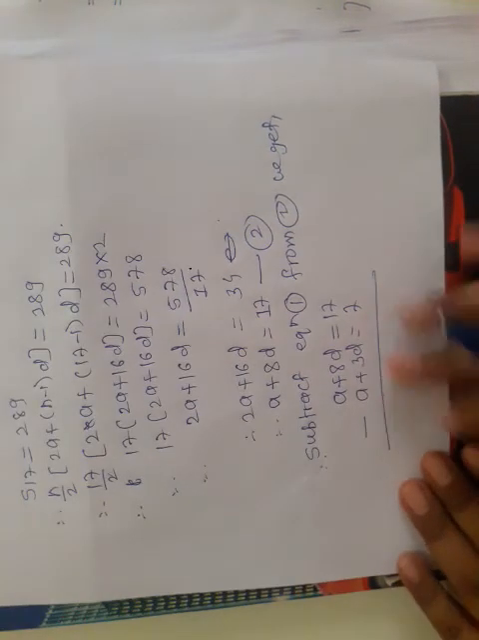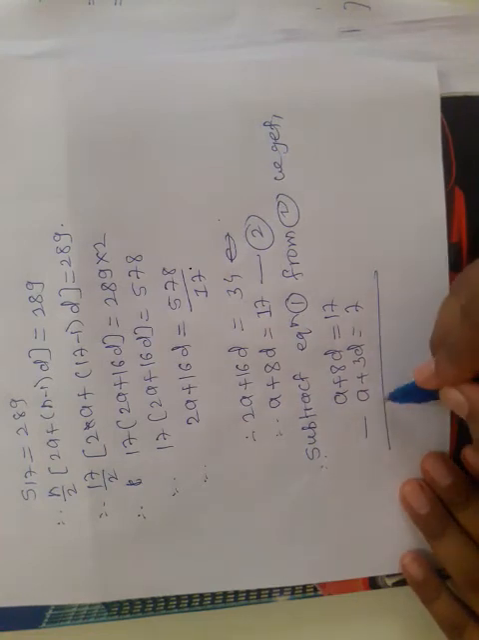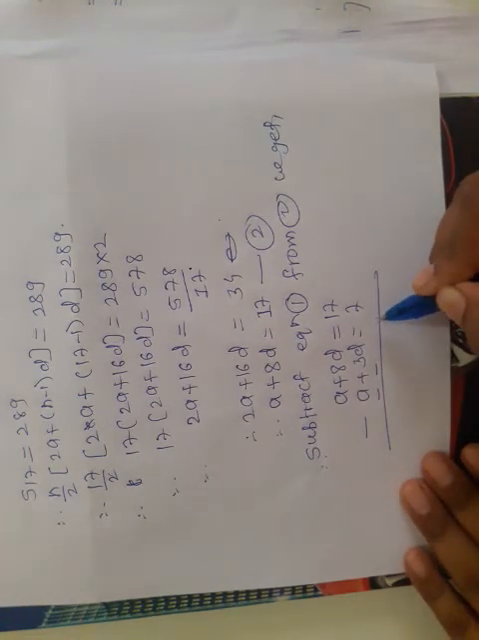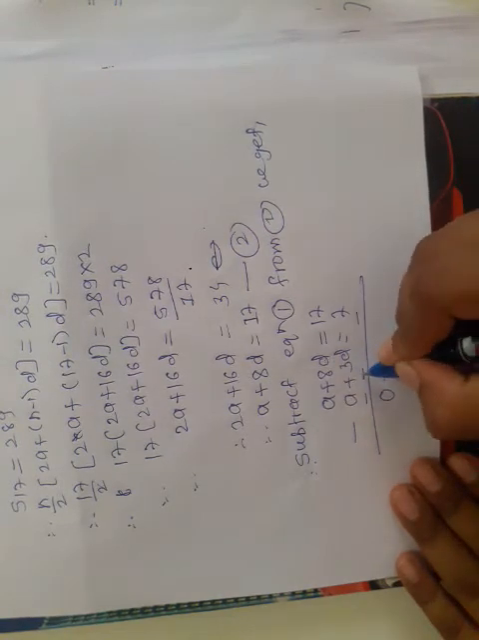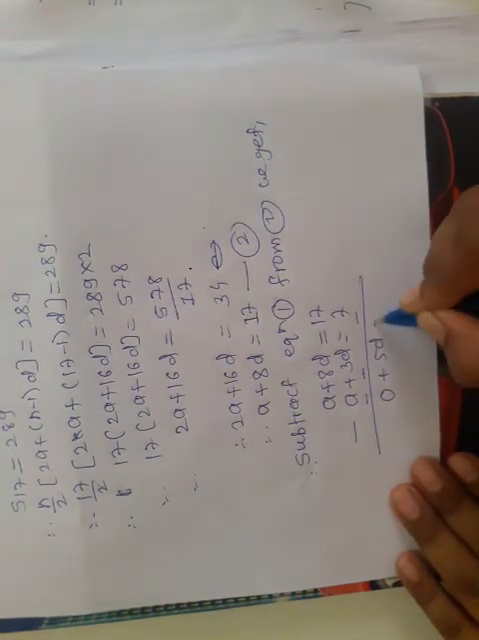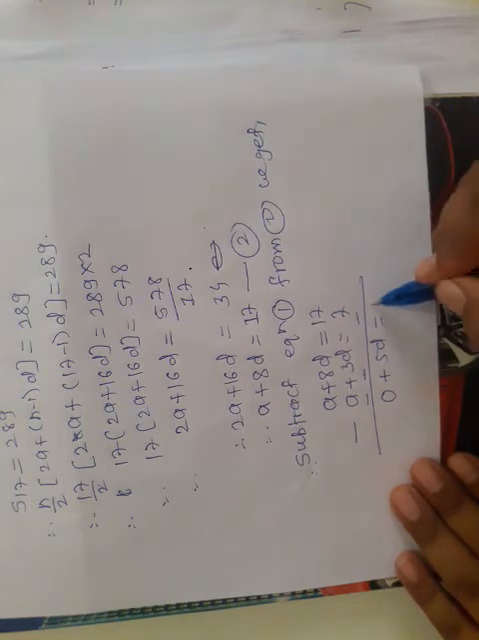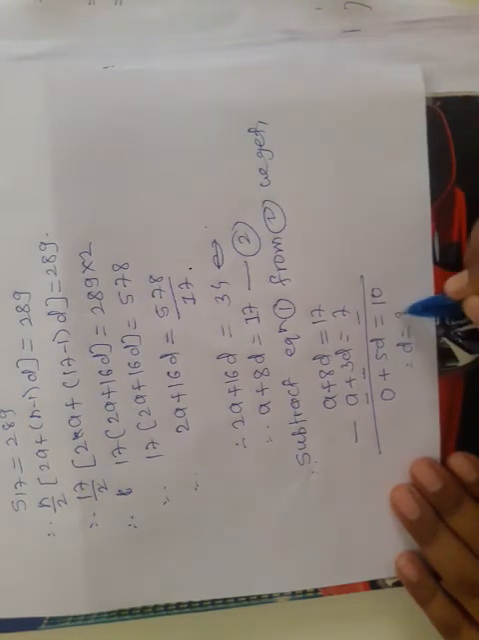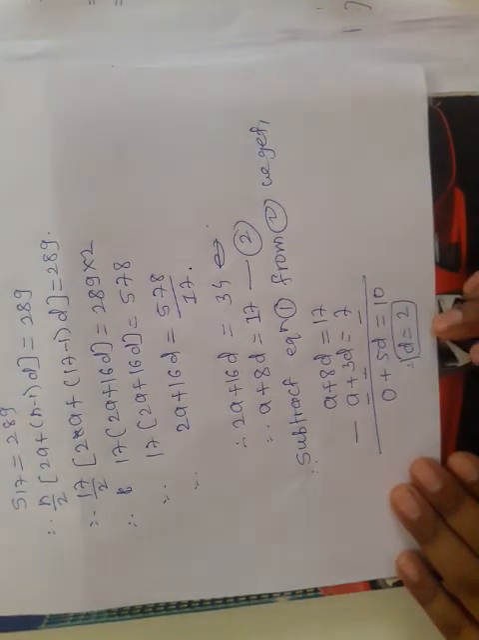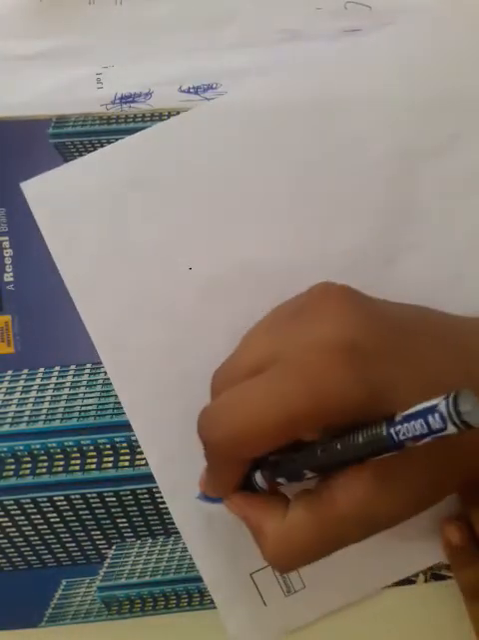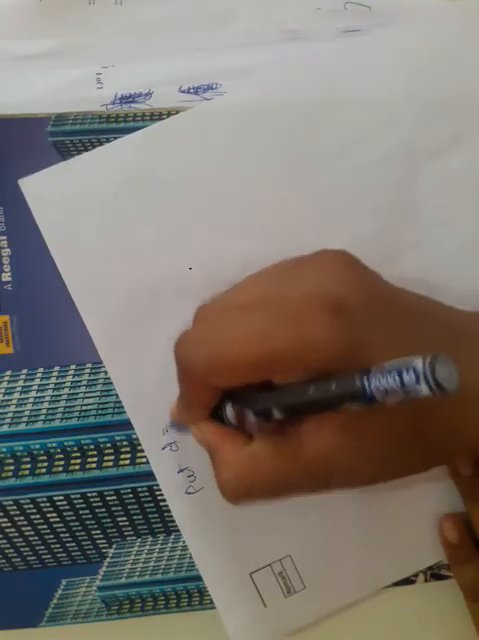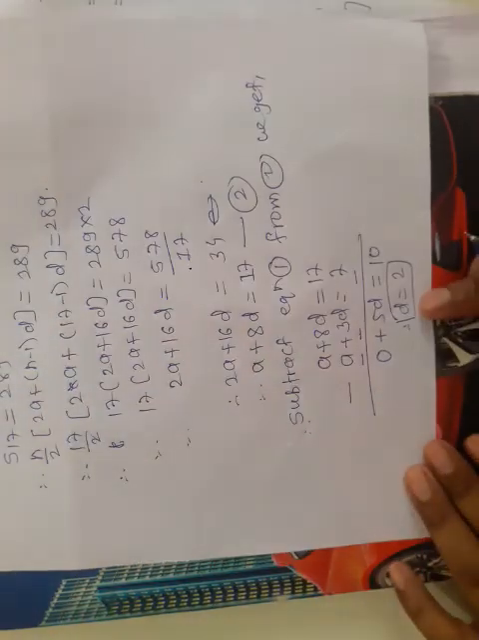Since we are subtracting, the signs change: 3d becomes negative and 7 becomes negative. a minus a is 0, and 8d minus 3d is 5d. The bigger number keeps the positive sign, 17 minus 7 is 10, and therefore 5d = 10, so d is equal to 2. Now put this value in any of the equations. So d is equal to 2.